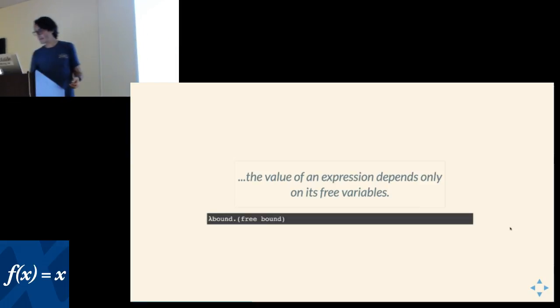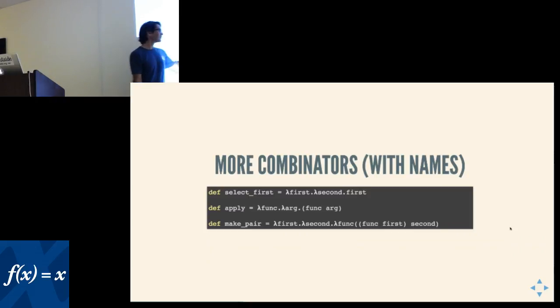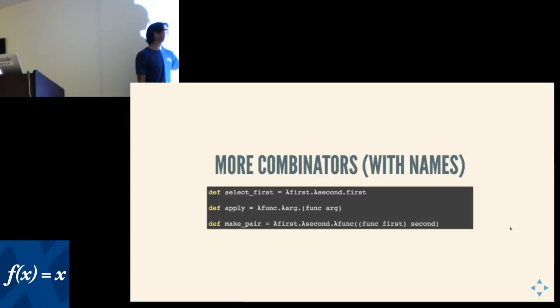Maybe seeing a closure makes more sense. So this is a common combinator, select first or select left, where you have two arguments. This is a function that takes an argument and returns a function that takes an argument, which then returns the first argument that was ever given to it. This is a similar one. It takes a function and an argument and applies the argument as an argument to the function.